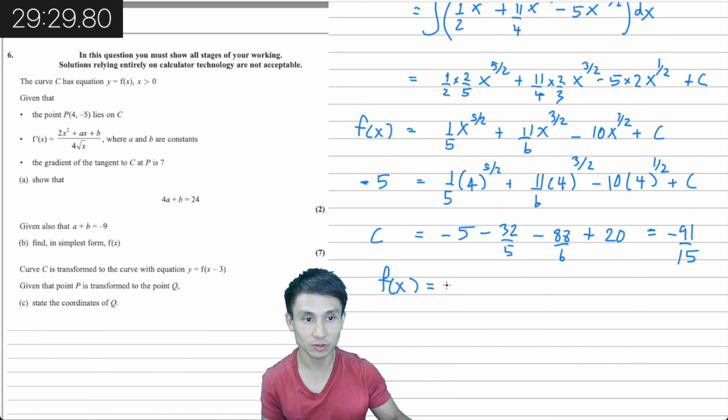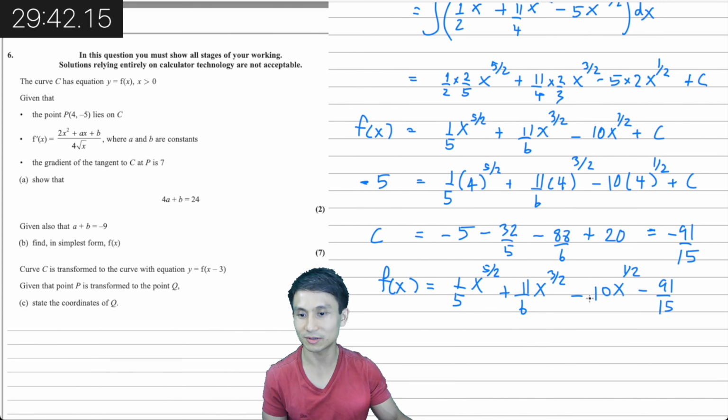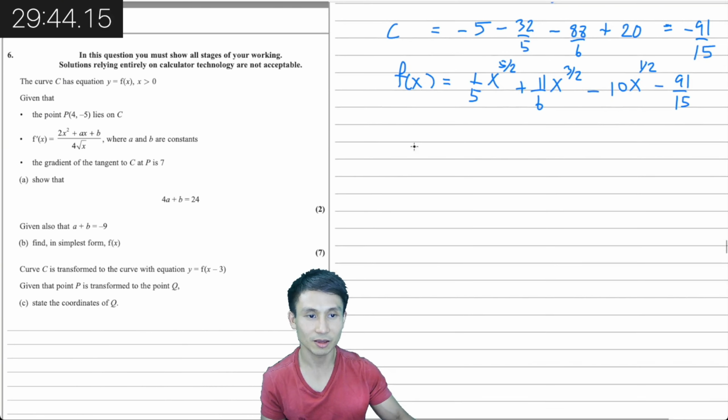f(x) equals 1 over 5 x to the power of 5 over 2, plus 11 over 6 x to the 3 over 2, minus 10 x to the 1/2, minus 91 over 15. I guess that's simplified enough. And then we're going to do part c.